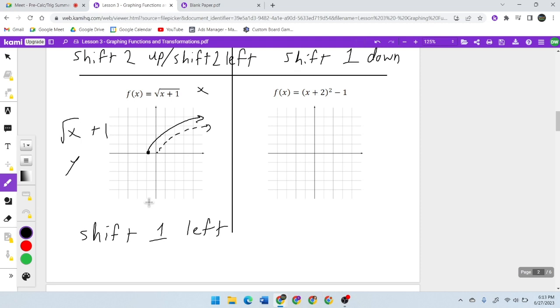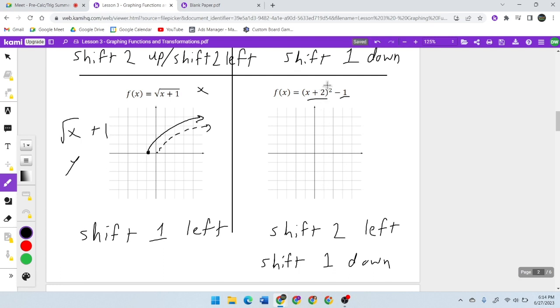Okay, and then just one more. You'll notice this last one has both a shift in the x and the y direction. So for the plus 2 here, x plus 2, that is going to be a shift 2 to the left. And the reason why it's left is because it's the opposite of plus 2. And then we're going to have a shift 1 unit down, and that's because of the minus 1 right here.